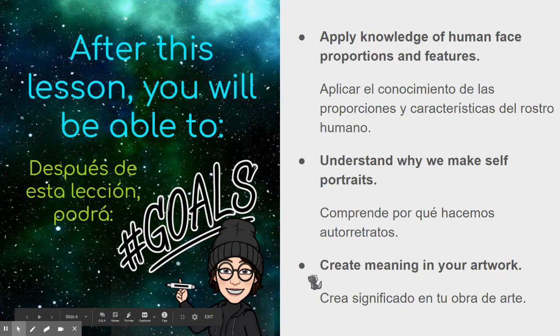So after this lesson, you will be able to apply the knowledge of the human face and the proportions and features of the human face, understand why we make self-portraits, and create meaning in your art.